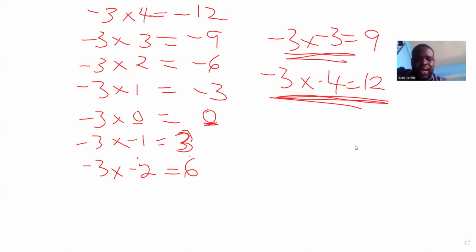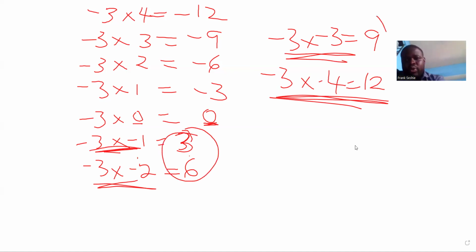So you see that whereas all of these two numbers are negative numbers and we are multiplying, our answers are all positive answers. So you can conclude that if you multiply two negative numbers, your result will be positive.